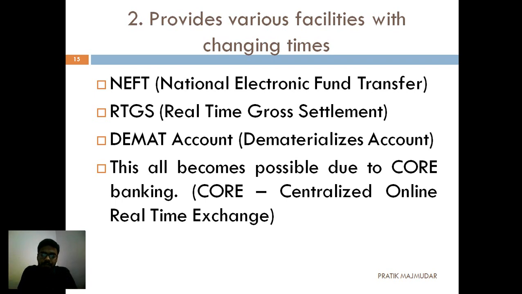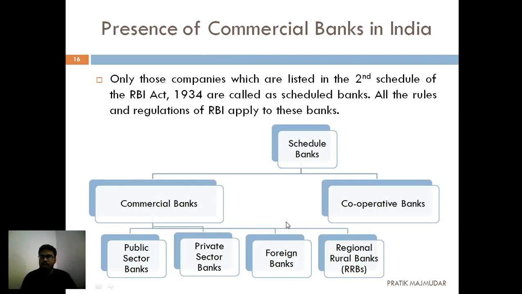Okay, so this is possible just because of core banking services. What is called core banking services? Centralized Online Real-time Exchange. This is the full form you need to remember. So in this slide there are four different full forms you need to remember: NEFT, RTGS, demat and core. Okay, so this is the end of the functions of commercial banks.